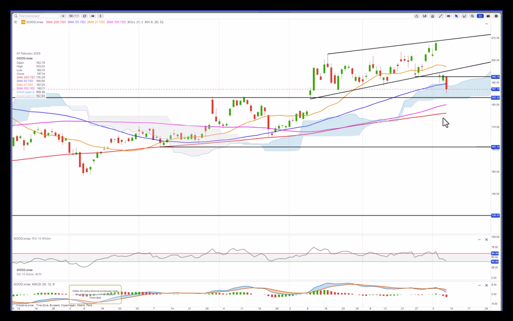Alphabet C share. That has broken below its lower rising trend line in this channel, a slightly rising channel-like pattern here, and is now below the 55 moving average, is in the cloud. If it breaks down and closes below around 183 and RSI is closing below the 40 threshold, we are in a bearish trend and could push lower.